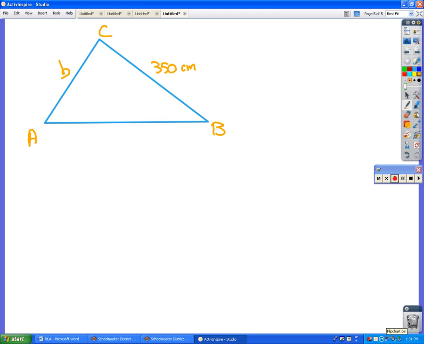Okay, so I also need a couple of angles. So let's say A is 59 degrees, and B is 38. Okay? And let's find all the missing pieces to this triangle.